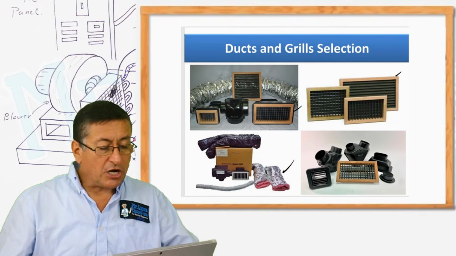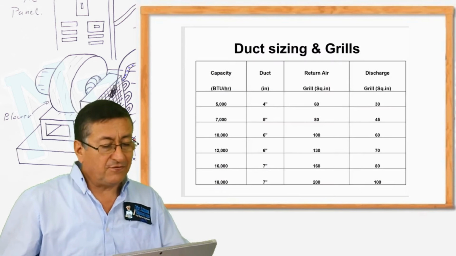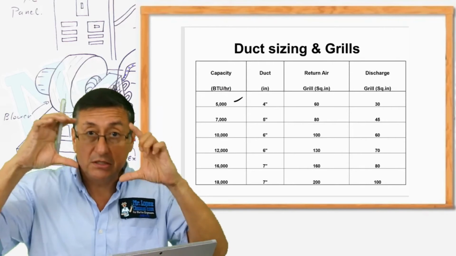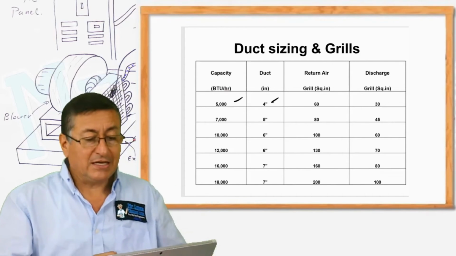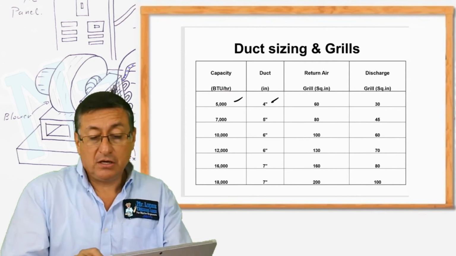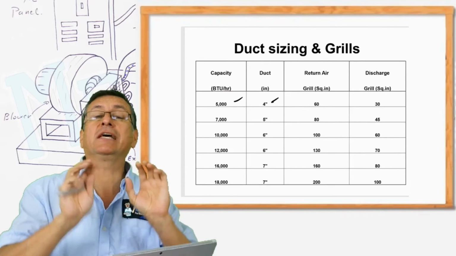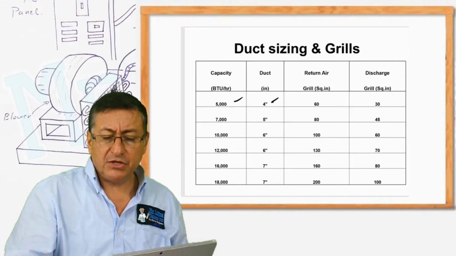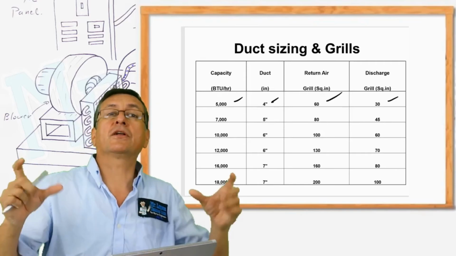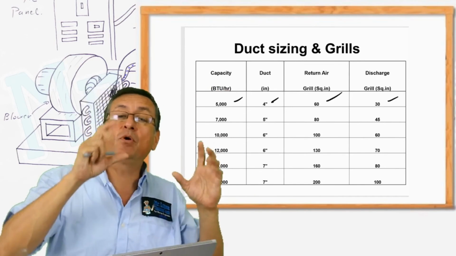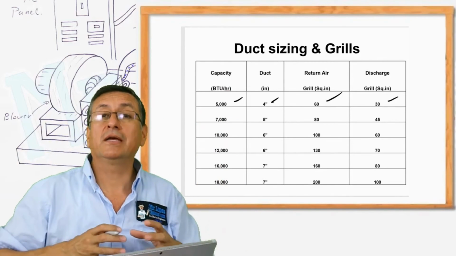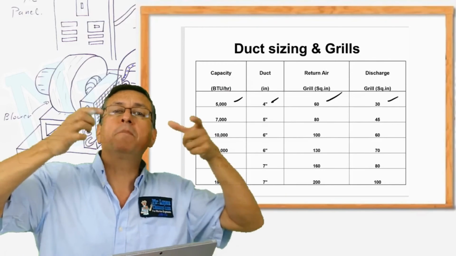And this is the chart to select those ducts. This is very important, this information. For example, this one. For 5,000 BTUs, I need a duct of 4 inches in diameter. And the grills, for that specific duct, the discharge grill, the grill that discharges the fresh air, should be 30 square inches, and the return 60 square inches. Normally, the return grill is practically double the discharge grill. Of course, because the return air is hot air, expands more volume, and you need a bigger grill.